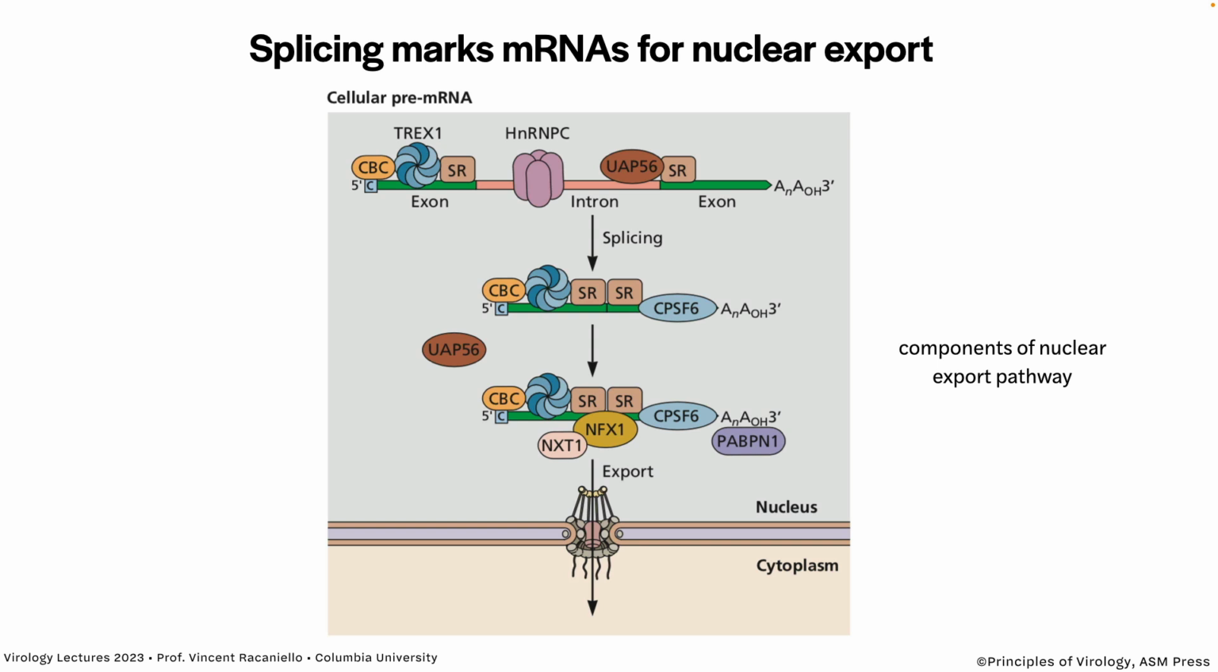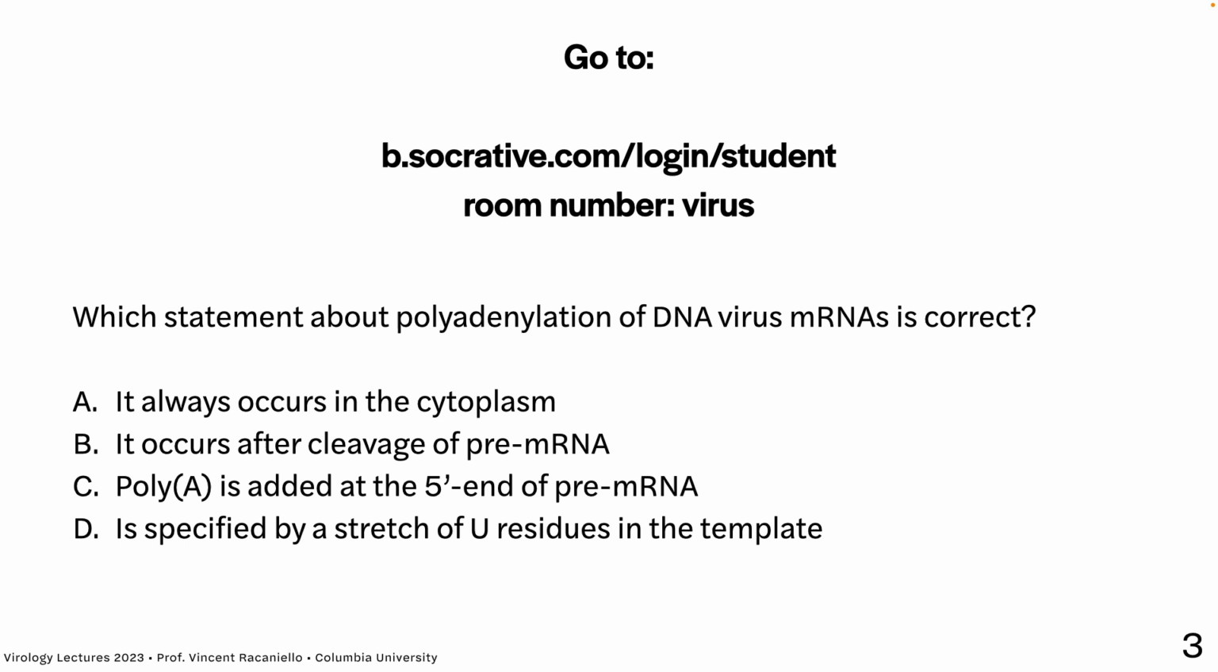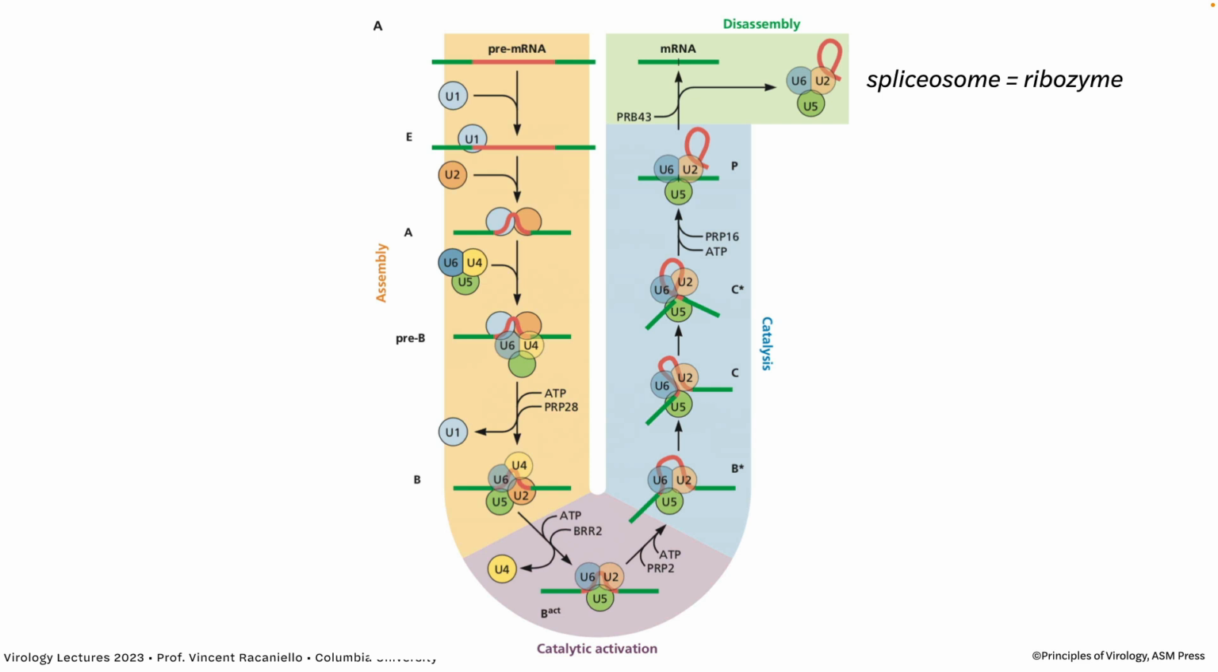So what do I mean that splicing marks the mRNA? Here's a pre-mRNA at the top with an intron and two exons. I remember I showed you that a series of RNA protein complexes assemble on this pre-mRNA to splice it. Let's go back and show you that so we make that clear. All these U1s and U2s, et cetera, are protein RNA complexes that catalyze the splicing. They remain on the spliced mRNA.